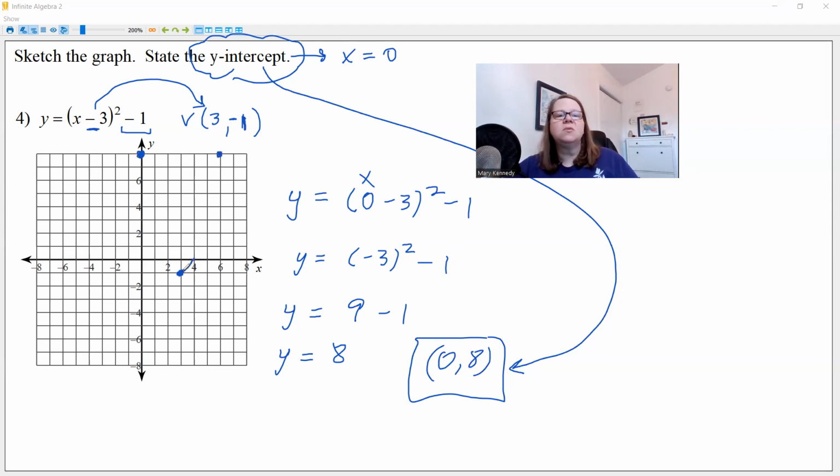And that is where I'm going to sketch a nice little graph connecting those. You want to make the parabola, the U shape at the bottom. And that's it. So that's the graph and that's the y-intercept.